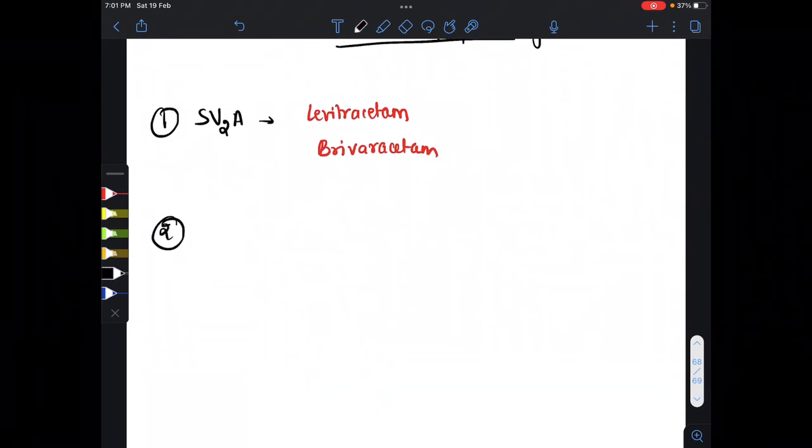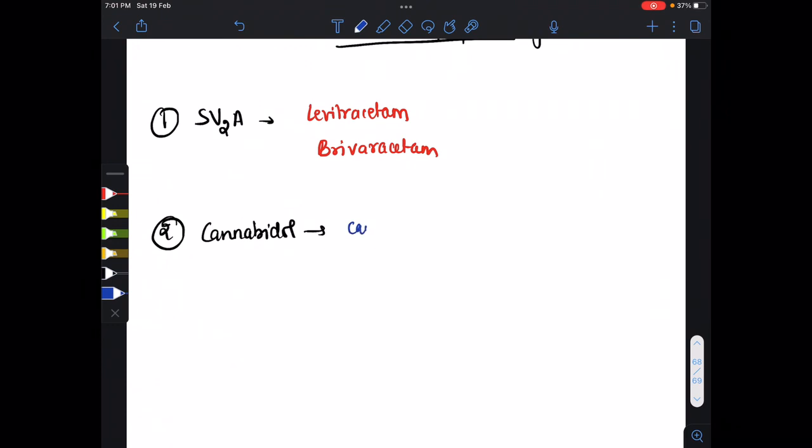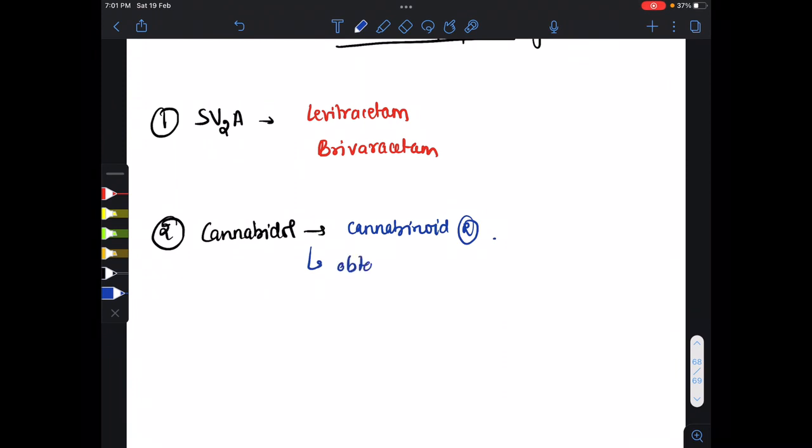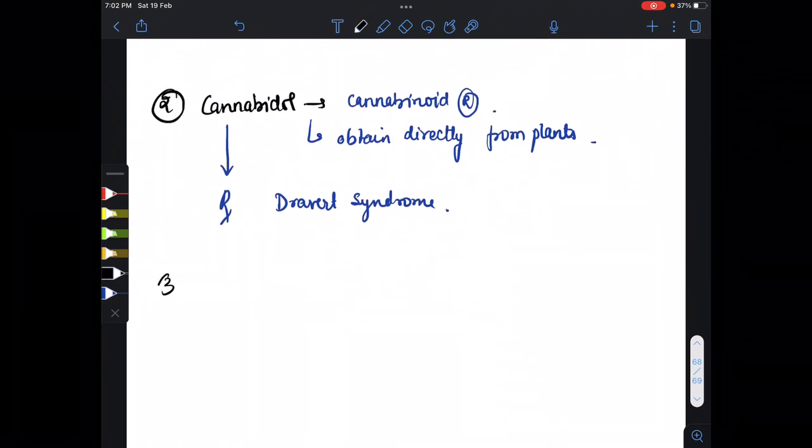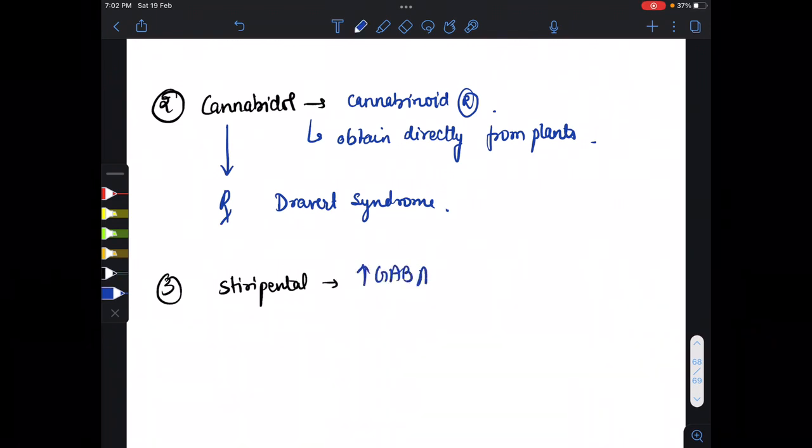The next drug is cannabidiol, which is derived from the cannabinoid receptor, and it is obtained directly from plants, and it treats Dravet syndrome. Now the third drug is stiripentol, which increases the GABA activity, and it inhibits the lactate dehydrogenase enzyme, and it is also helpful in treatment of Dravet syndrome. So two drugs, cannabidiol and stiripentol, are helpful in Dravet syndrome.